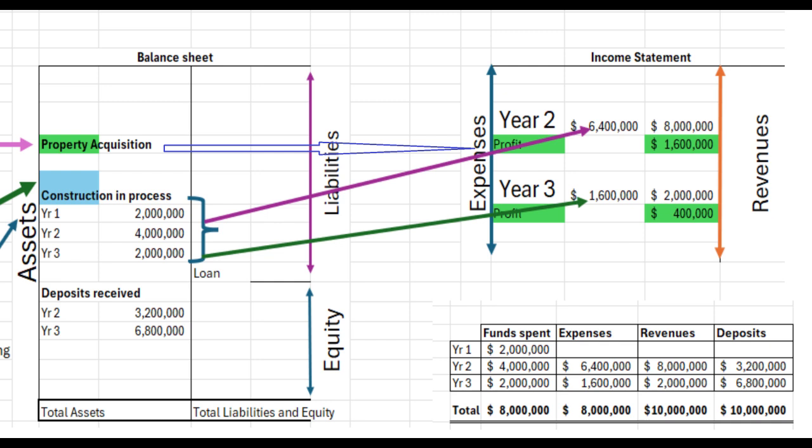You will start booking expenses in year 2, going by the square footage of the building. Use cost per square foot and revenue per square foot to match revenues with expenses. In year 2 you recognize 8 million revenue and match it with 6.4 million expense, which you bring from construction in process and land acquisition. In year 3 you match 2 million revenue with 1.6 million expenses.